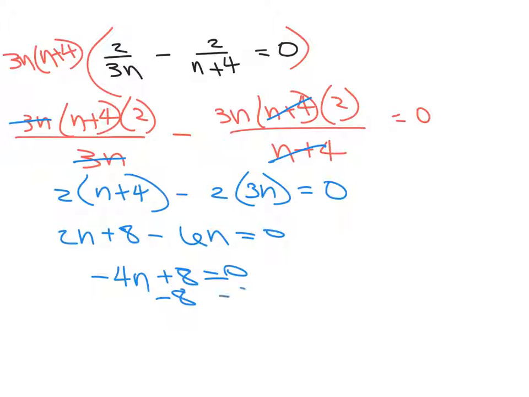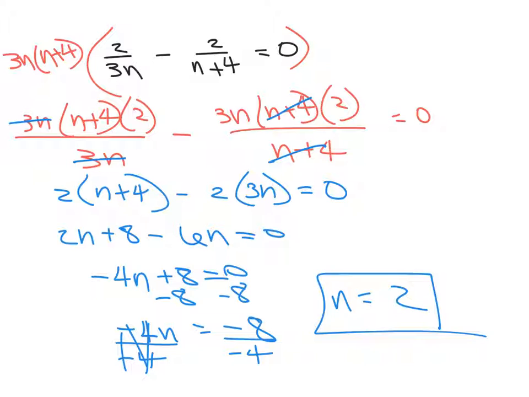Subtract 8, subtract 8. Negative 4n equals negative 8. And divide by negative 4, divide by negative 4. Those cancel, and we're left with n is negative 8 over negative 4. 2 negatives is a positive. So we get 2 for that answer.